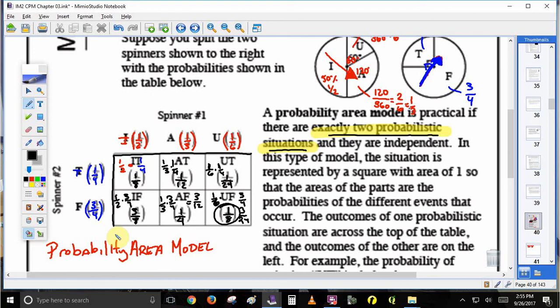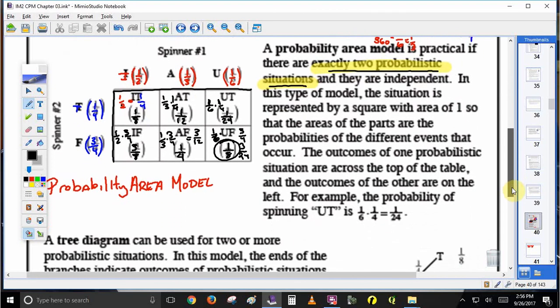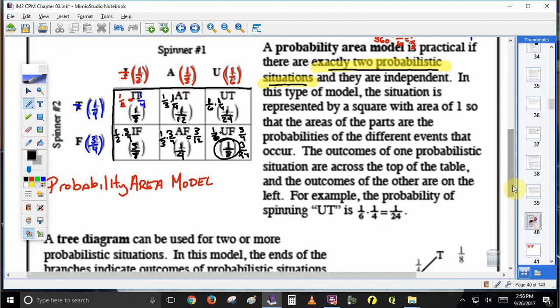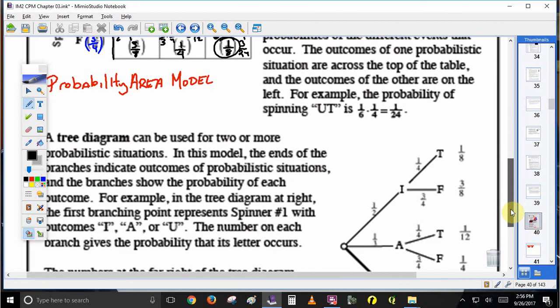Okay? This situation is represented by a square with an area of 1, so that the areas of the parts are the probabilities of the different events that occur. The outcomes of one probabilistic situation are across the top of the table, and the others are down on the left. And then they walk you through the example that I did here. UT is 1/6 times 1/4 or 1/24.